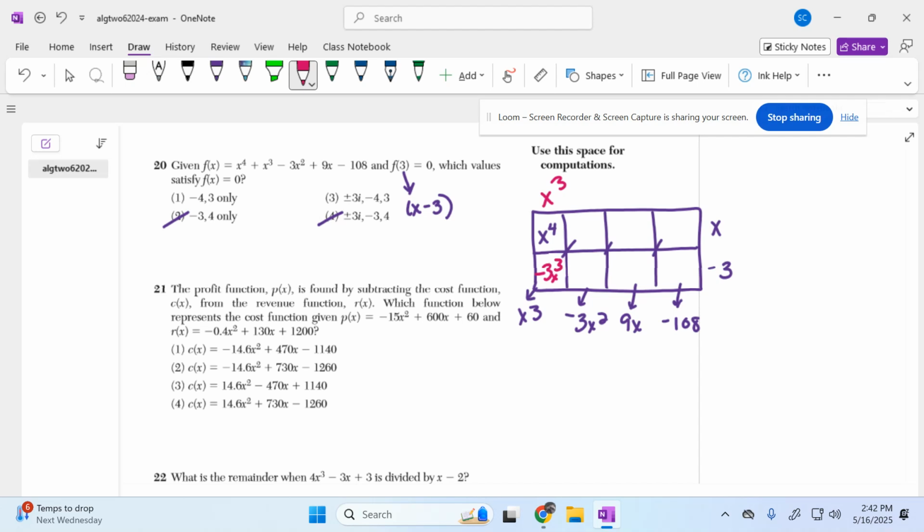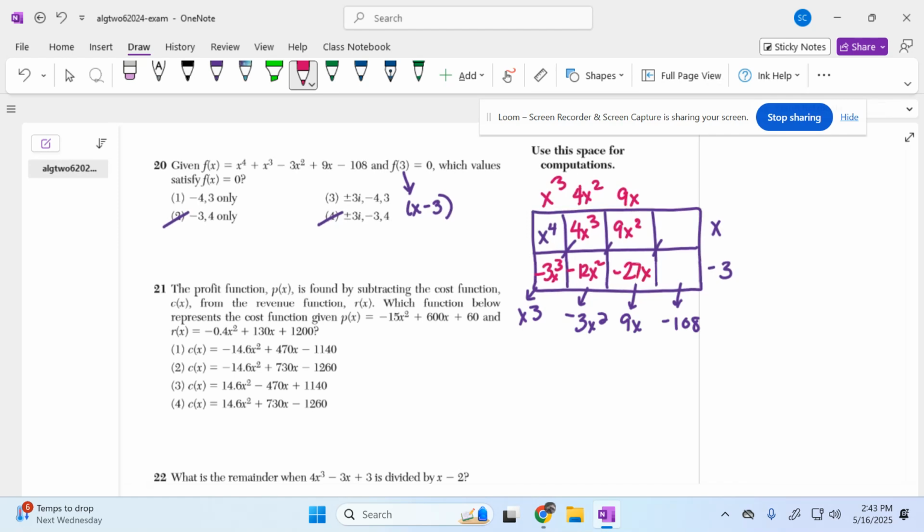Well, to make that add up to positive 1x to the 3rd, I would need to make this positive 4x to the 3rd. Well, then I have to ask myself a question again. What do I multiply x by to make 4x to the 3rd? It would be 4x squared, which would make this negative 12x squared. Well, I need to add up to negative 3, so then I have to say, what do I add to negative 12 to make negative 3? Well, that would be positive 9x squared, which would make this 9x, which would make this negative 27x.